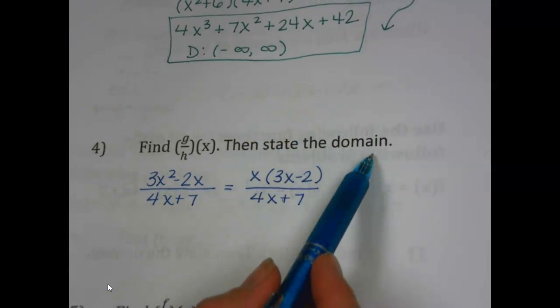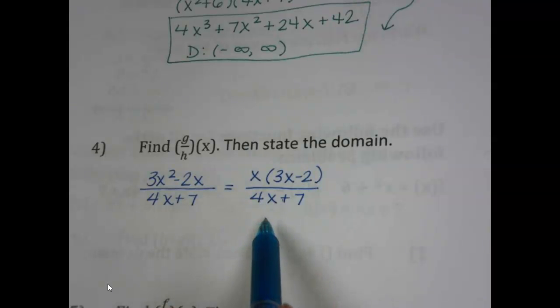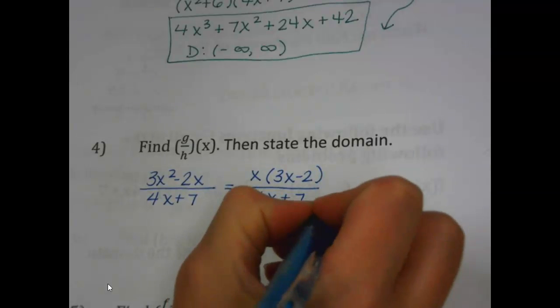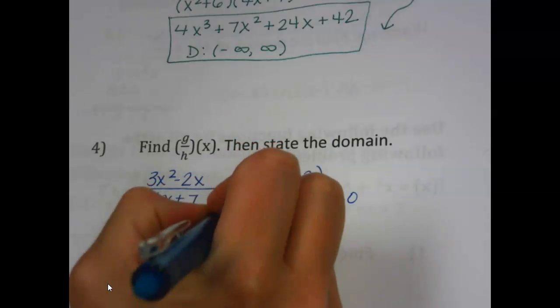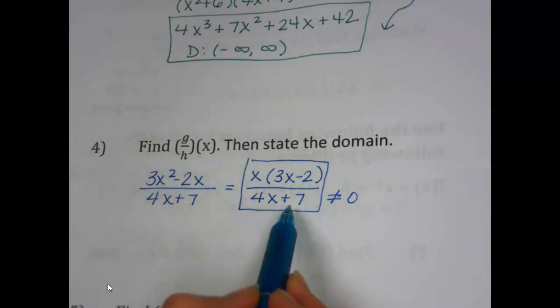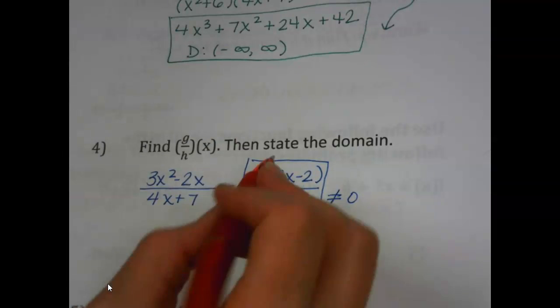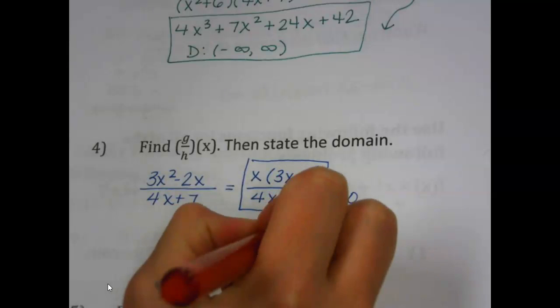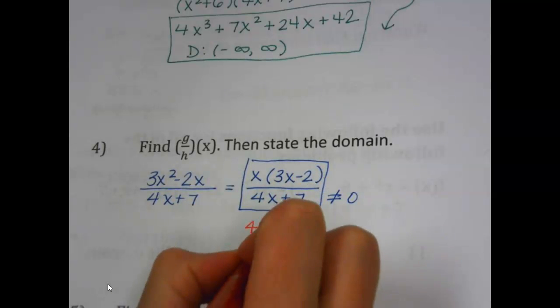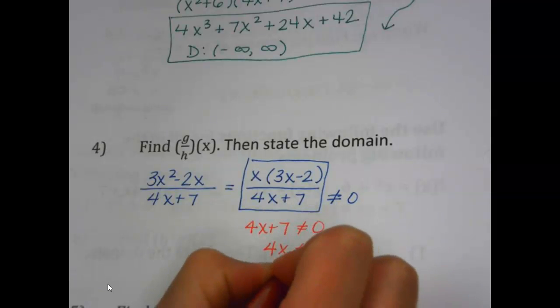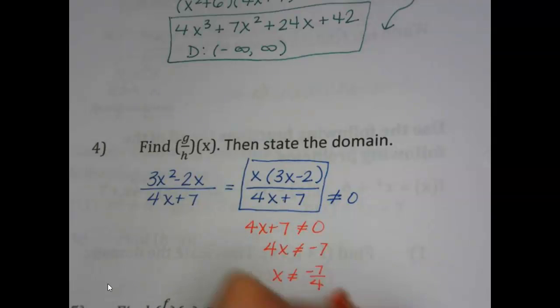But then we need to state the domain. Now this is a very different function. This is a rational function like we did in the warm-up. So just like the one we did in the warm-up, we know that our denominator cannot equal 0. So this is our answer, but this denominator here is not allowed to equal 0. So if we solve that, 4x plus 7 is not equal to 0. We subtract 7 to the other side, and then divide by 4, we find out that x cannot equal negative 7/4.